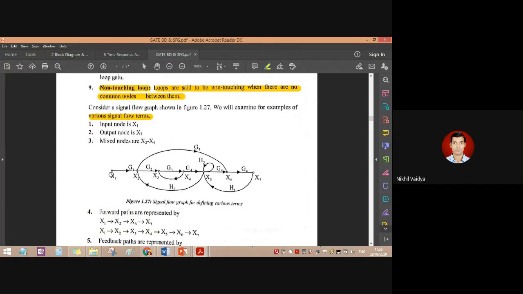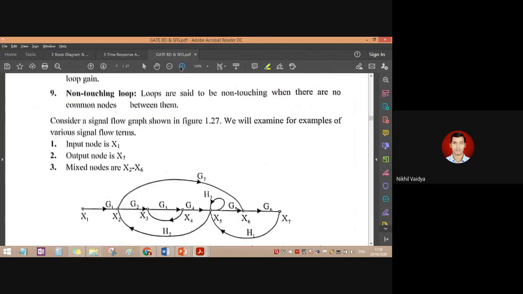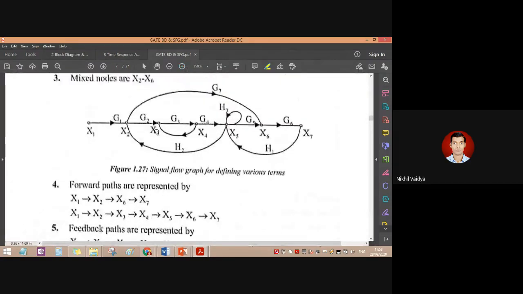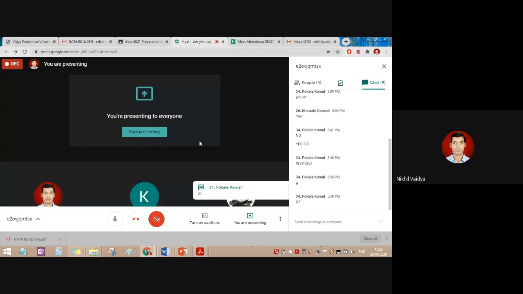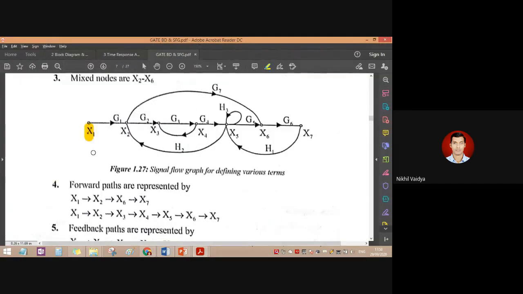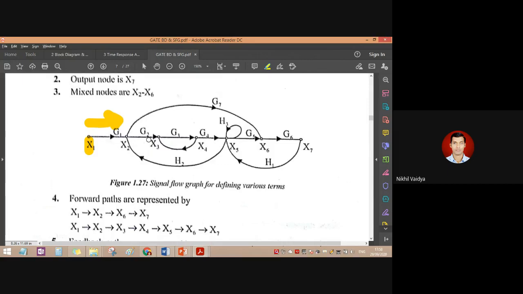Can any one of you tell me what is the input node here in this particular signal flow graph? X1, very good. X1 is the input node because it has only output branches. What is the output node? The one having only incoming branches.